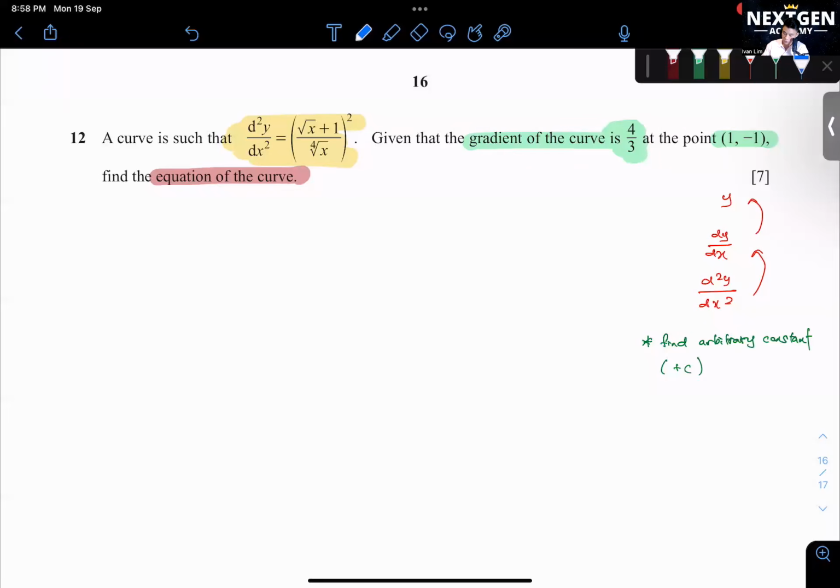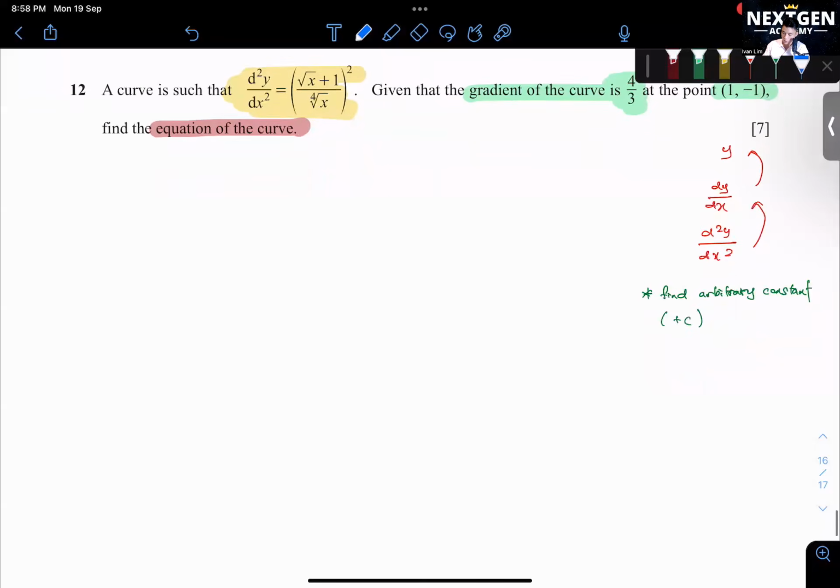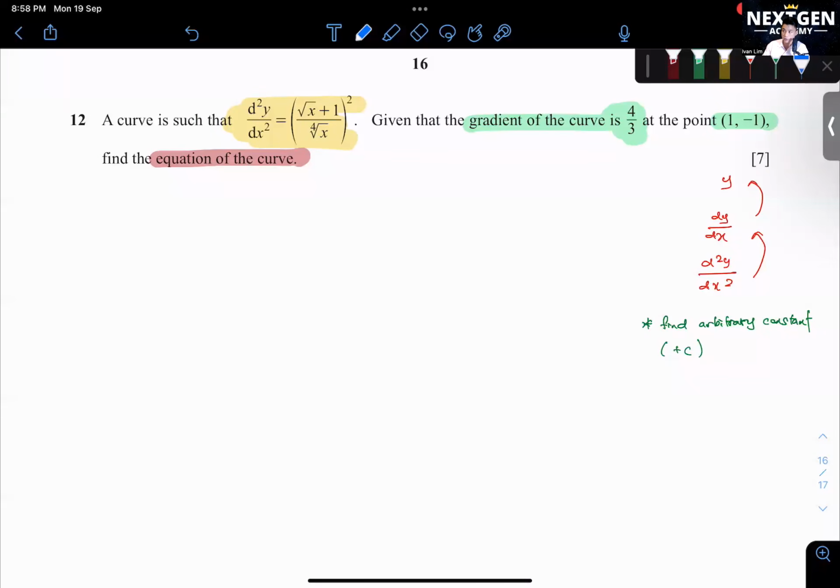Okay, so we start with d square y over dx square. So we want to integrate, then we make it to dy over dx. So dy over dx, which is integrating this equation here, square dx.